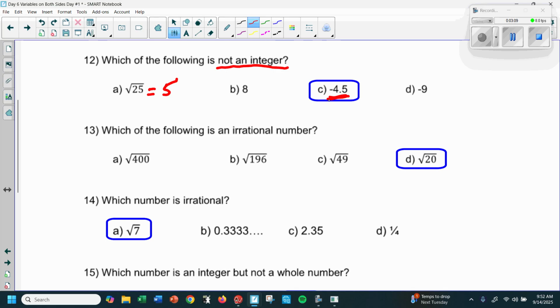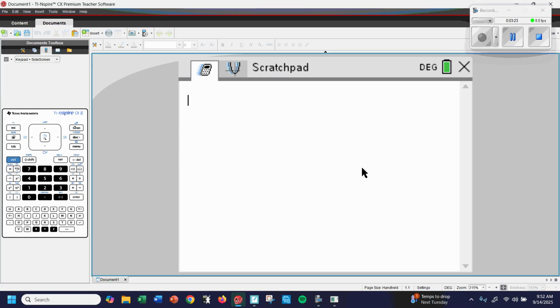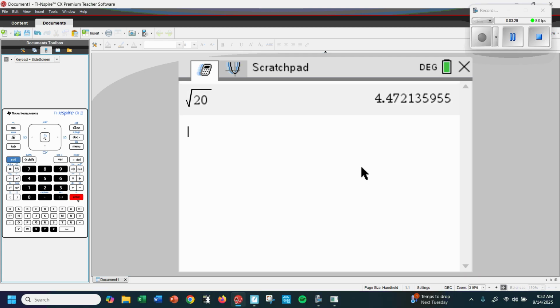Which of the following is irrational? When you square root 400 on your calculator, you get 20. That's beautiful. When you square root 196, you get 14. That is also beautiful. When you square root 49, you get 7. That's also beautiful. And when you square root 20, and yes, I do have the calculator on my laptop, that is disgusting, which is why it's irrational.